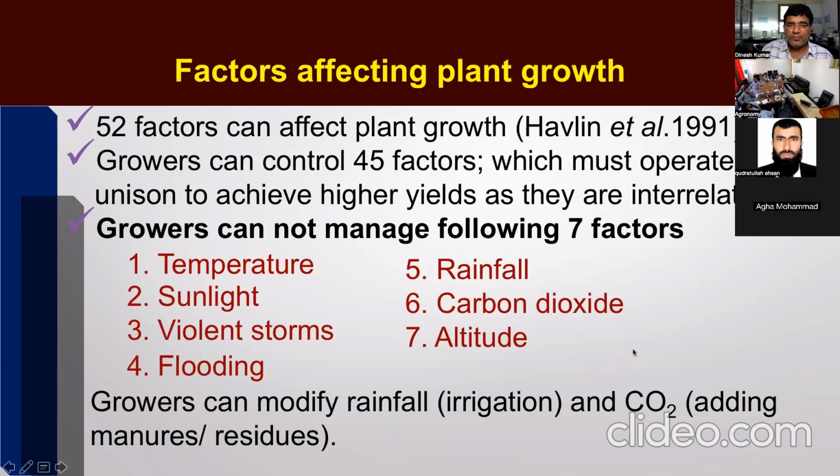This is also important. Now, friends, you can see that there are a large number of factors. Havlin said there are 52 factors which affect the growth of the crop. They said that 45 factors can be manipulated by the farmers. However, farmers cannot manage 7 factors. Like temperature, which cannot be manipulated by farmers. Sunlight, they cannot control. They cannot control violent storms, flooding, rainfall, carbon dioxide, altitude. So these are the 7 factors which are beyond the control of the farmers.